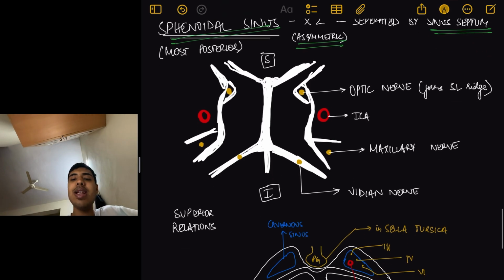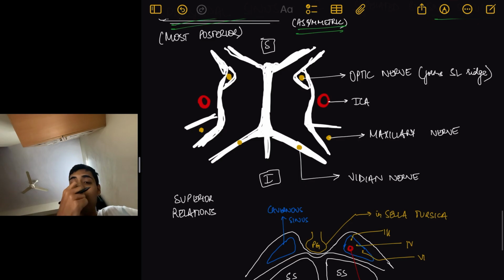Now let's look at the relations. First of all, when we are looking from the front view, you have superior, inferior, and here you obviously have lateral, and this is on the other side as well. So you have four structures.